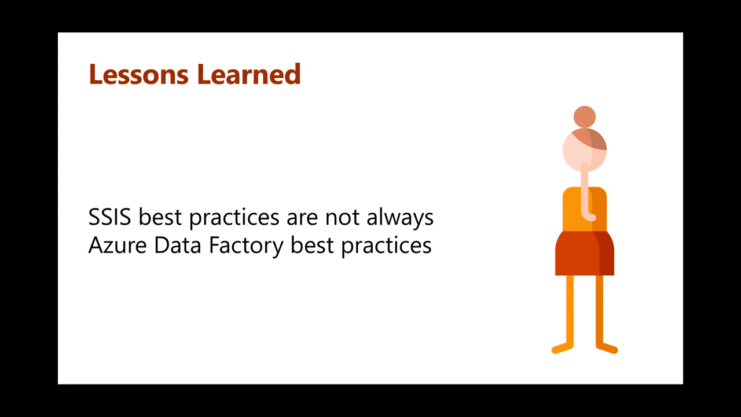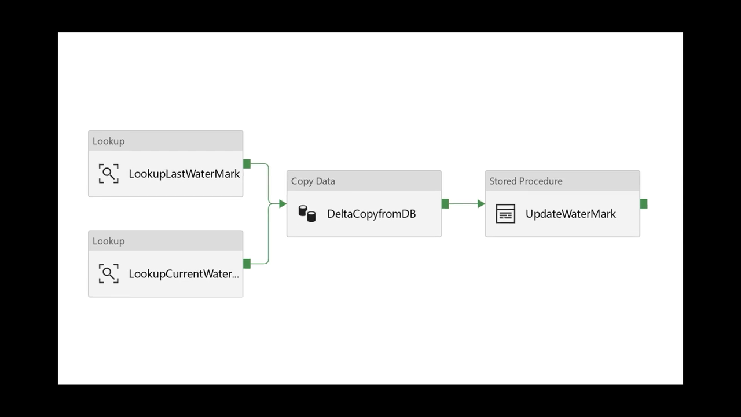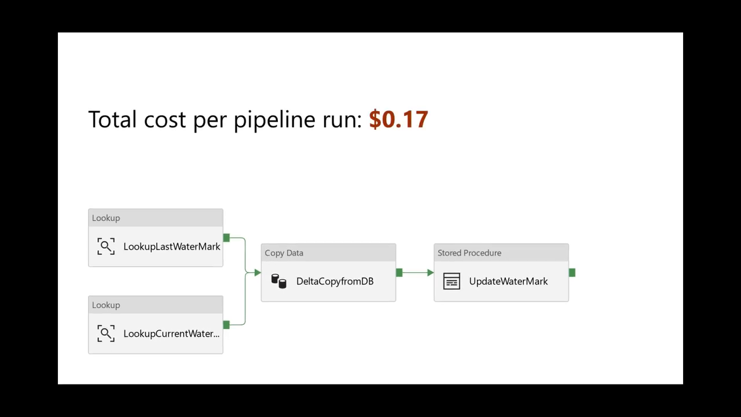And SSIS best practices are not always Azure Data Factory best practices. There are a few things that you might recognize from the SSIS development world where you would have one package per table that you were running. That is a pattern that you might want to rethink for Azure Data Factory, depending on what kind of use case you have. So if we look at that incremental load pattern that I showed earlier, in this case we're doing a lookup, we're doing a copy, and we're doing a stored procedure. So this is a very common pattern. Now, if we look at the cost for that, when we start scaling that out, the cost for this is about 17 cents per pipeline run. I have the math.